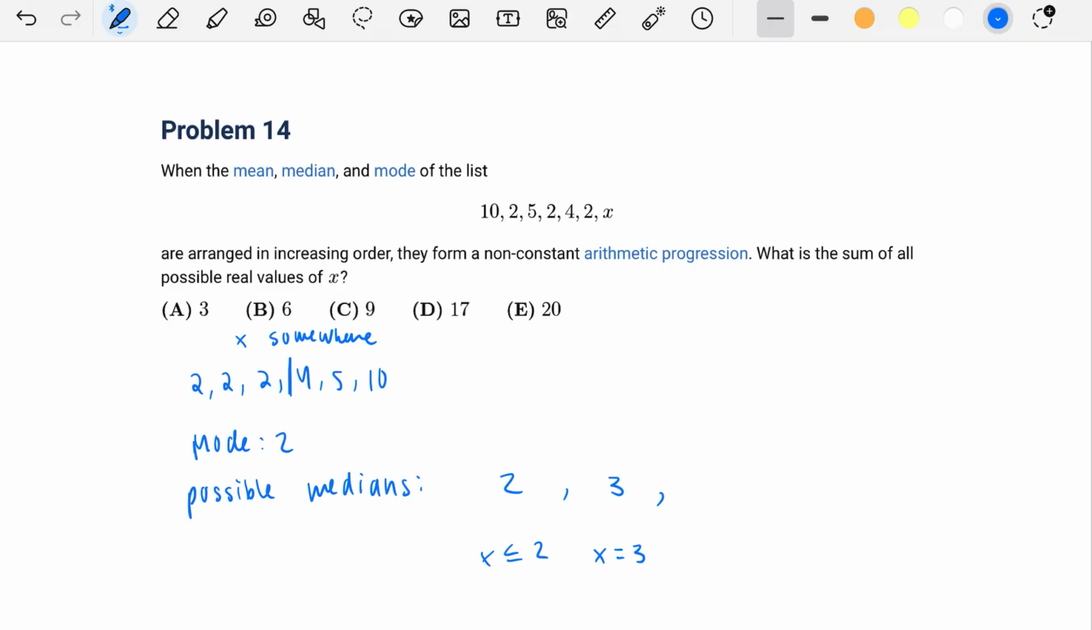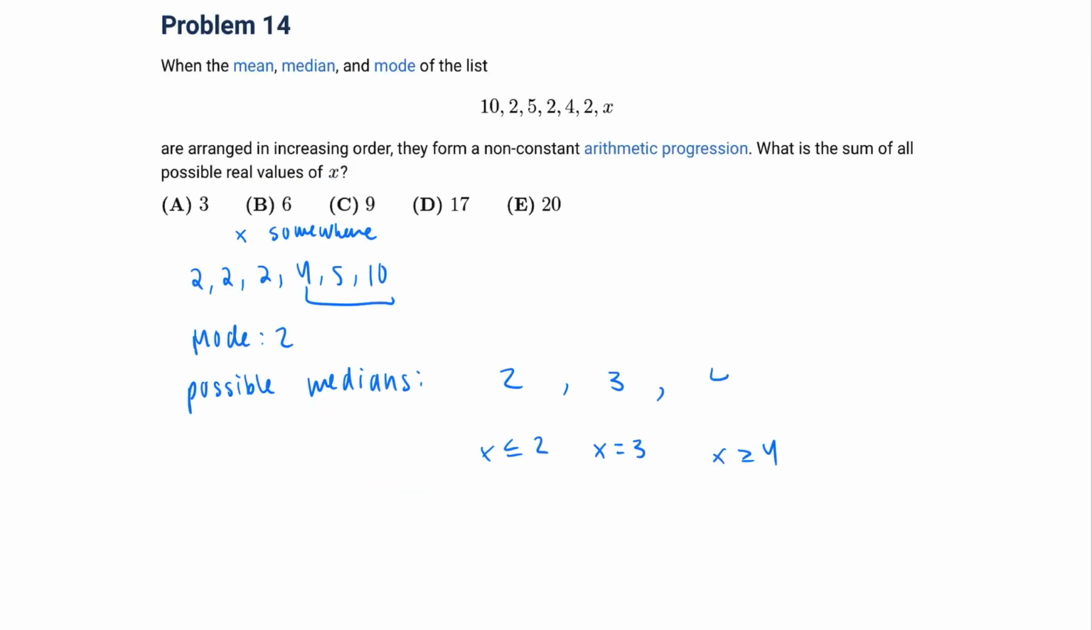And if x was larger than or equal to 4, then x would instead be somewhere over here, in which case the median would always be 4. So we have 3 possible values for the median, and we can just consider those case by case.